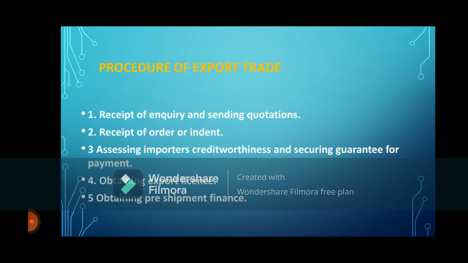Next step is receipt of order or indent. In case the prospective buyer is satisfied with the information given in the pro forma invoice, then he places an order for the goods to be dispatched. This order is known as indent. It contains the description of goods ordered, their price, delivery terms, insurance, etc.